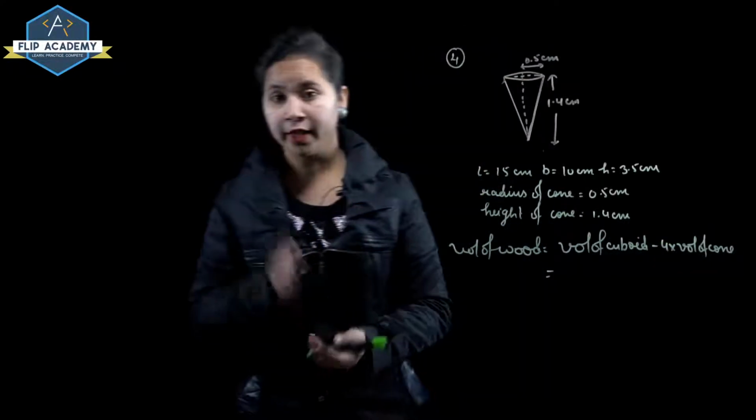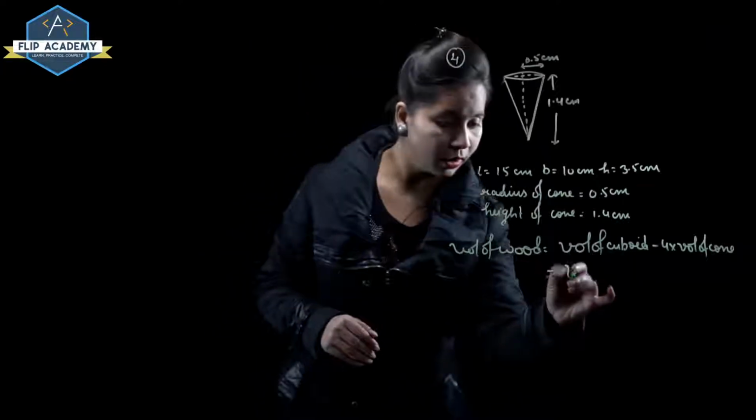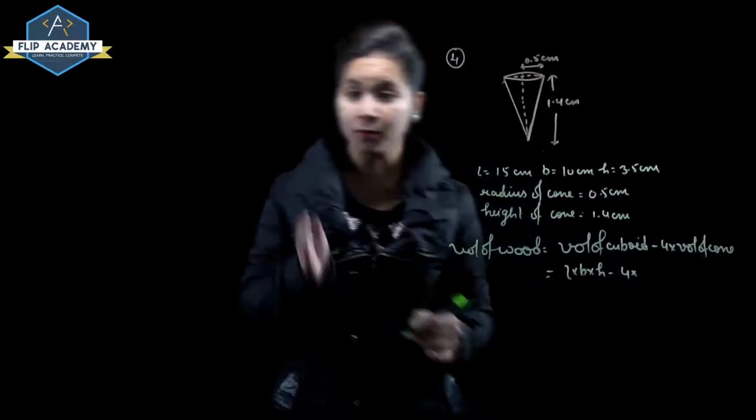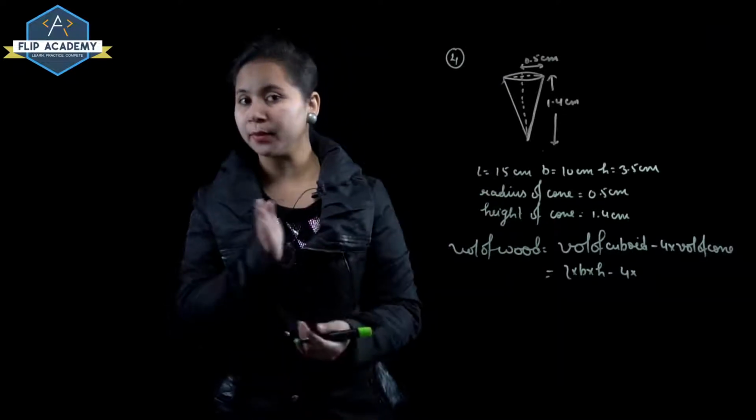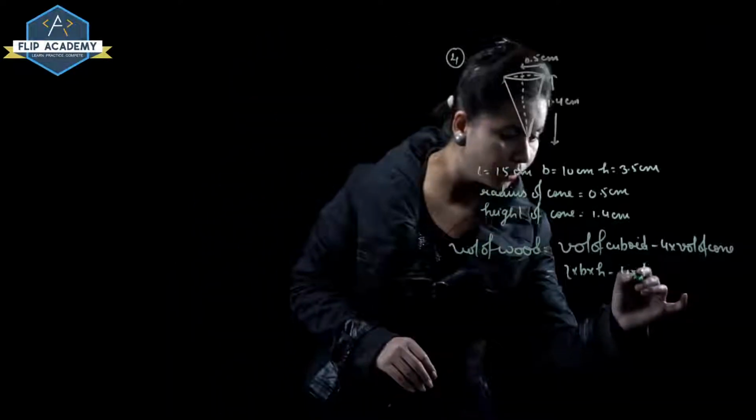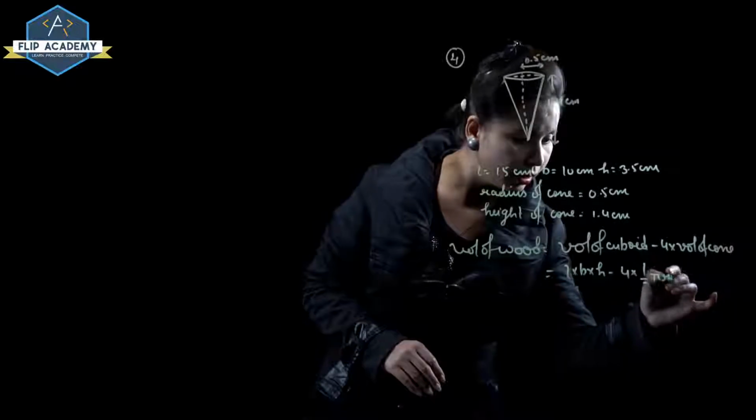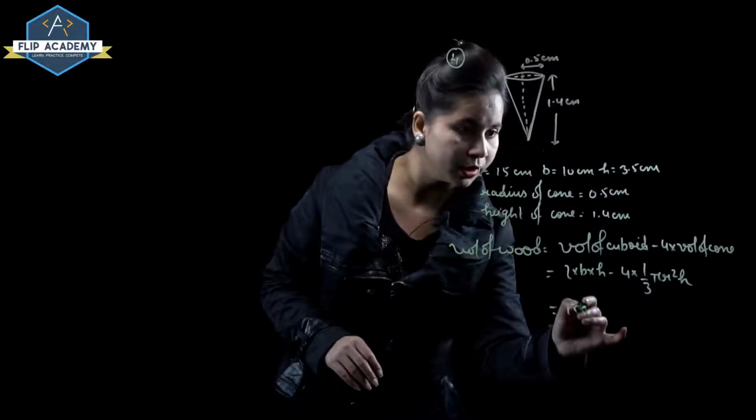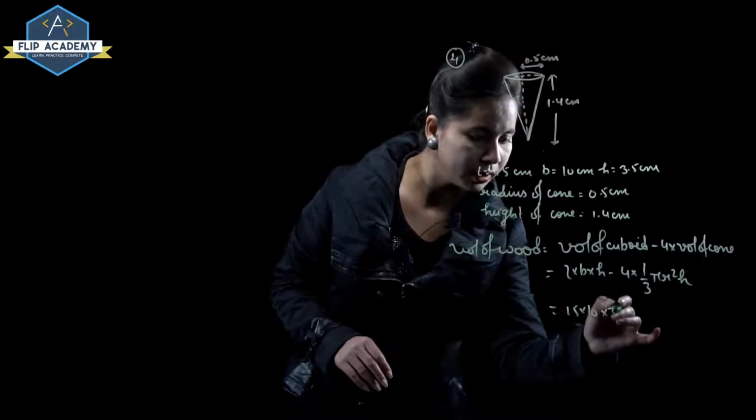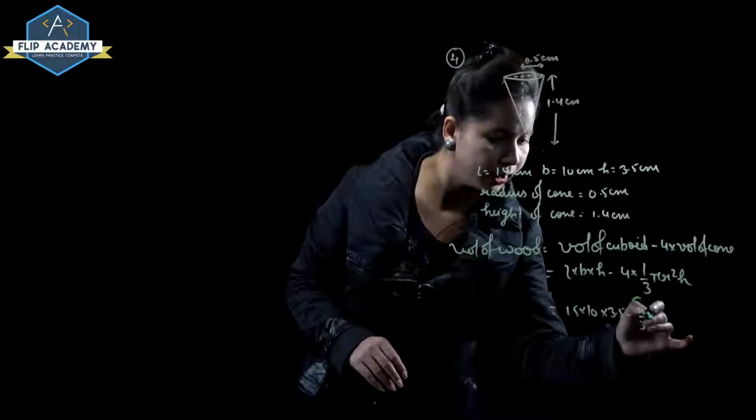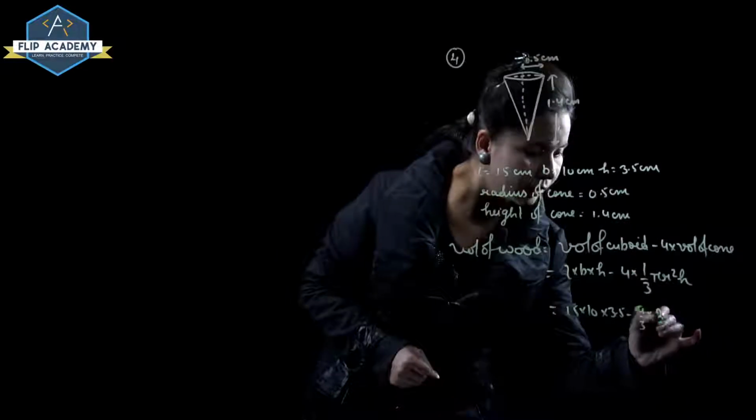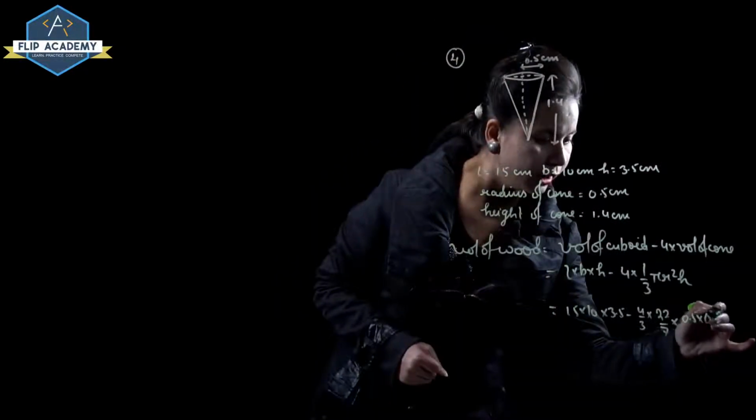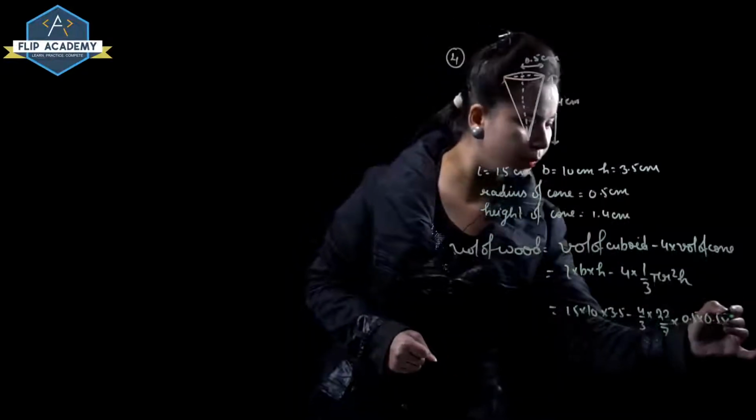So volume of cuboid L into B into H. So L into B into H minus 4 times volume of cone. Volume of cone कितना होता है? 1/3 pi r square H. So 1/3 pi r square H. Now length equal to 15, breadth is equal to 10, height equal to 3.5 minus 4/3, pi की वैल्यू 22/7, r square is 0.5 into 0.5 and height of the cone is equal to कितना?